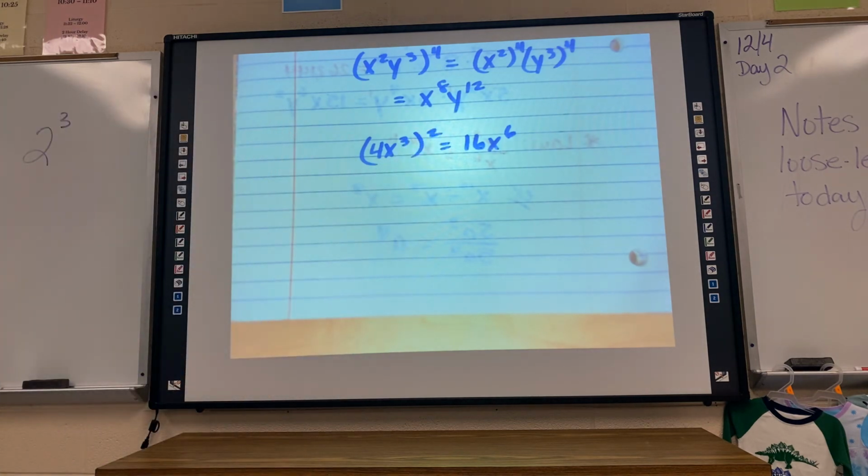If it was a big number, like 4x cubed raised to the, I don't know, the 10th, would we have to write out that big number? Not necessarily. I don't think you're really going to see that. But if you were to write like 4 to the 10th and then the rest of it, it would be equivalent. Okay?